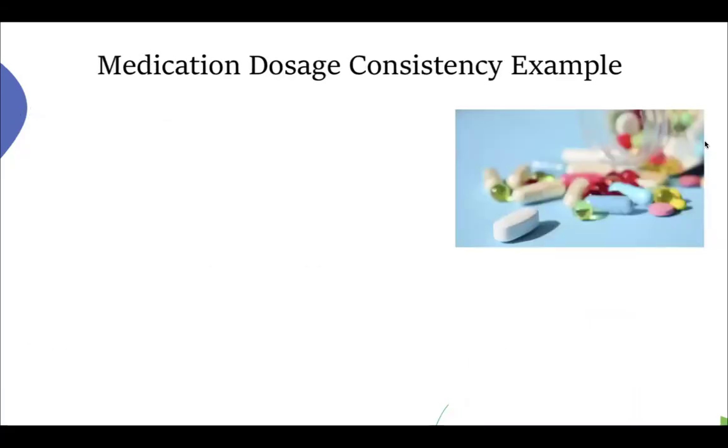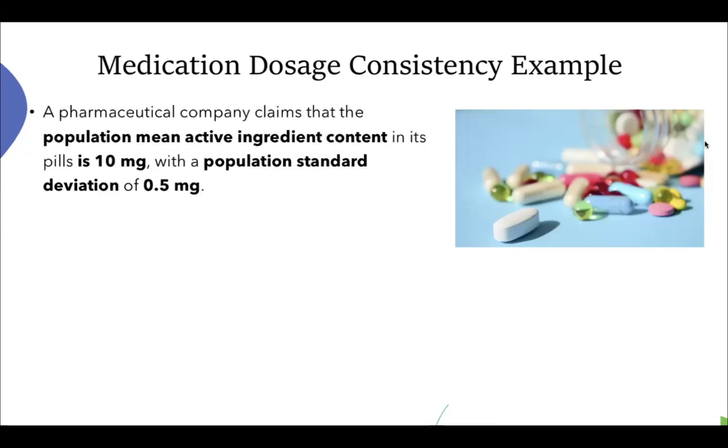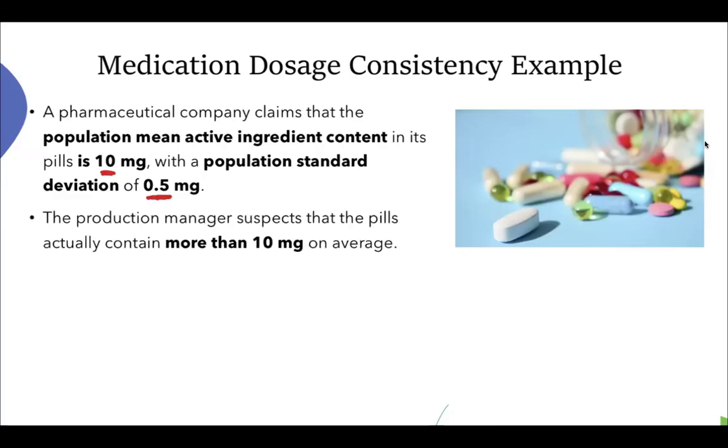The last problem we're going to do is about medication dosage consistency. A pharmaceutical company claims that the population mean active ingredient content in its pills is 10 milligrams, with a population standard deviation of 0.5 milligrams. Okay, so we have a population mean and we have a population standard deviation.